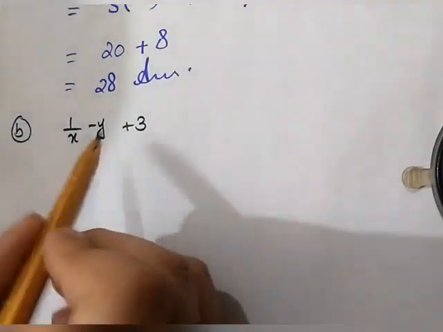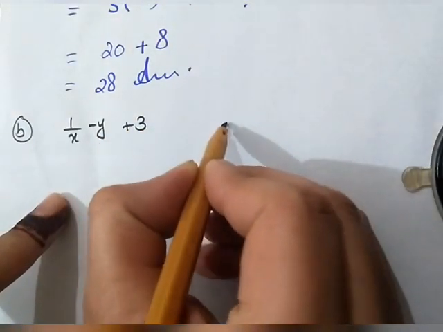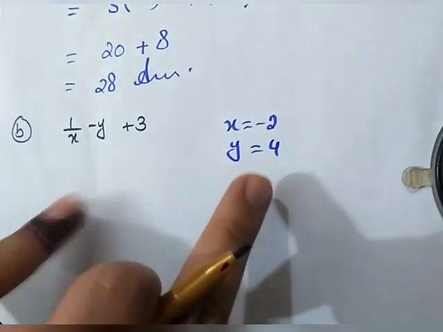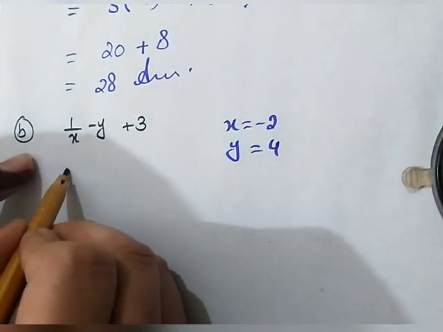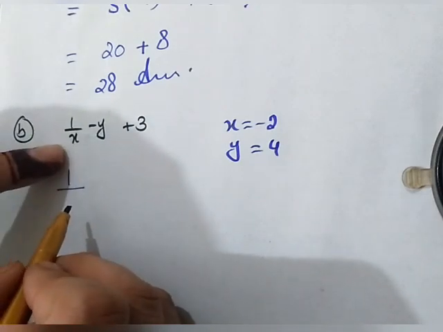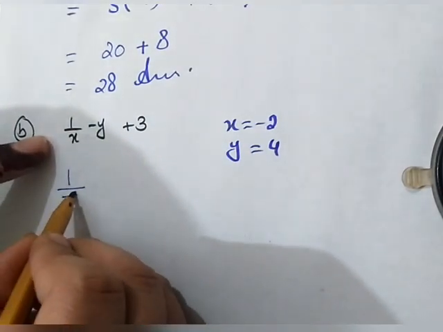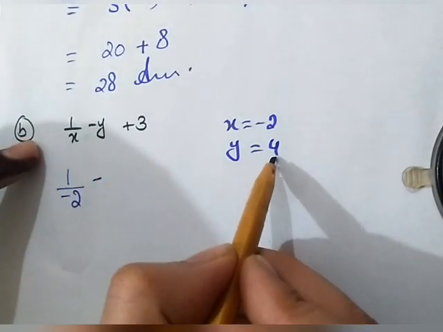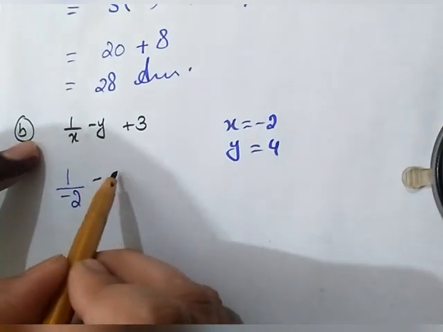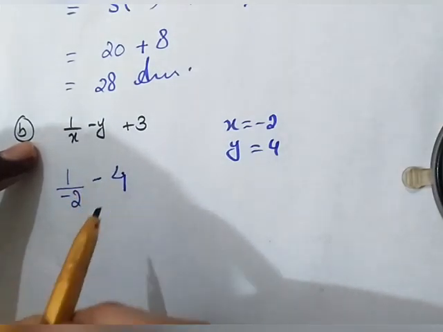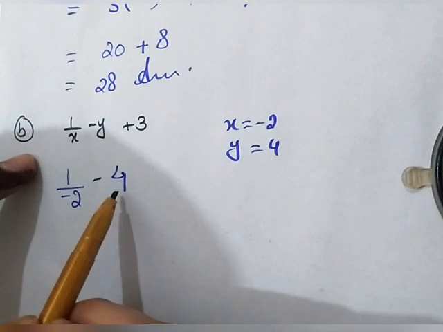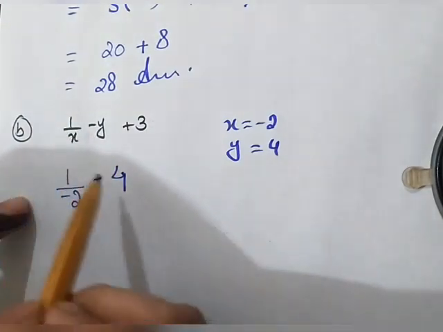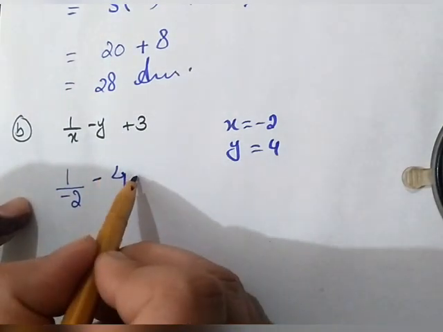Now we have part B. Again in part B, x is equal to minus 2 and y is equal to 4. We put the values of x and y in the question. 1 by x. Here we have x, so what is the value of x? Minus 2. Then y in the question: what is the value of y? Y is equal to 4. So in place of y, we put the value of y, which is 4, and the value of x is minus 2. In this step, we just put in the values of x and y. And what is the next term? That is 3.